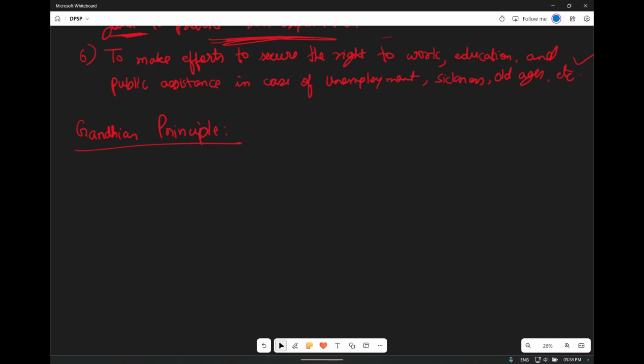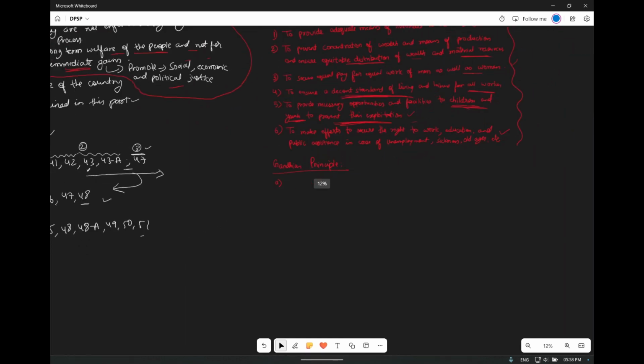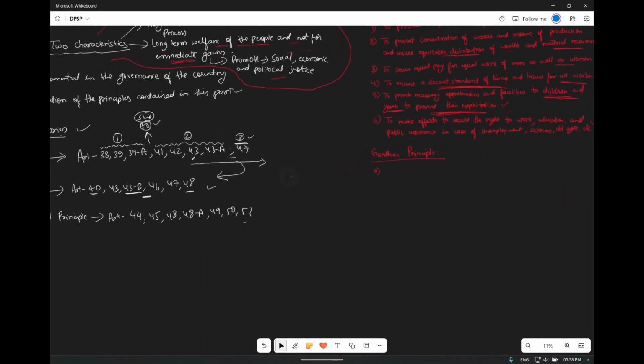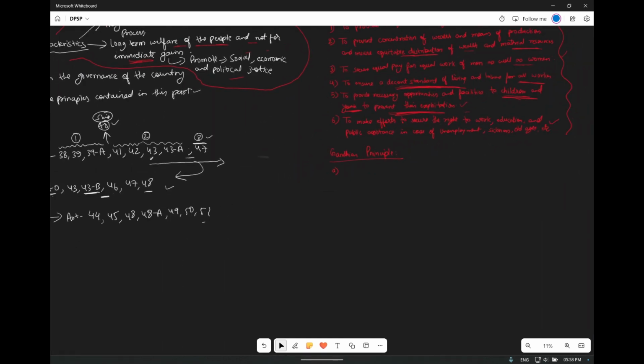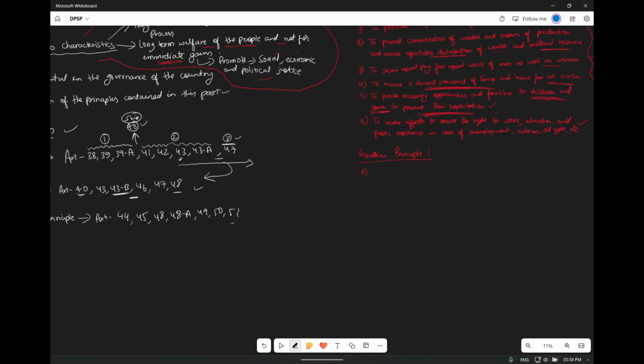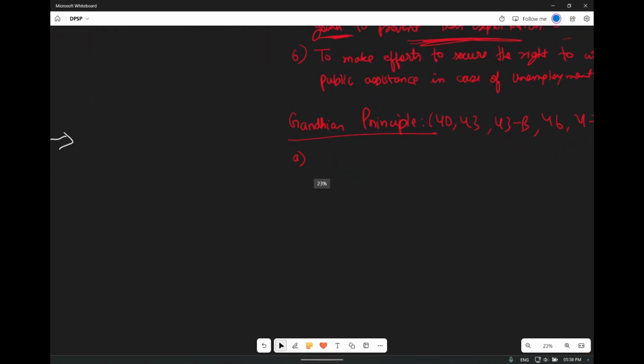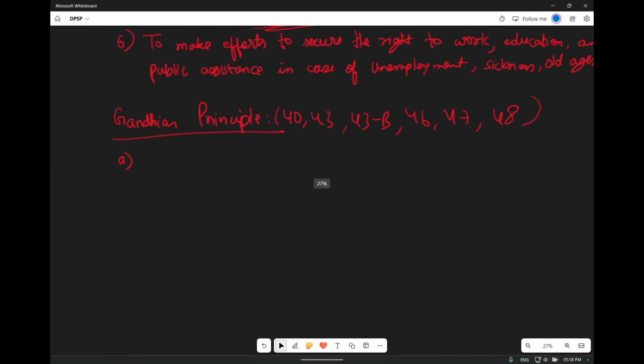Okay, what is the first point? Whatever conclusion we have made from the articles mentioned in this Gandhian principle, all those aspects we are going to talk about. The articles included under it are 40, 43, 43B, 46, 47 and 48. We'll discuss in detail. Let me go through the articles once, then we'll discuss.